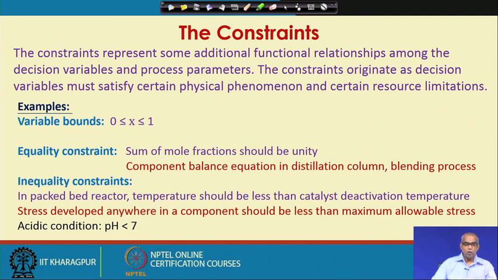So, once again the constraints represent some additional functional relationship among the decision variables and the process parameters. So, this is not an objective function, this is a constraint function which is again a function of decision variables or other process related parameters. The constraints will appear because the decision variables must satisfy certain physical phenomenon or certain restrictions or certain resource limitations.